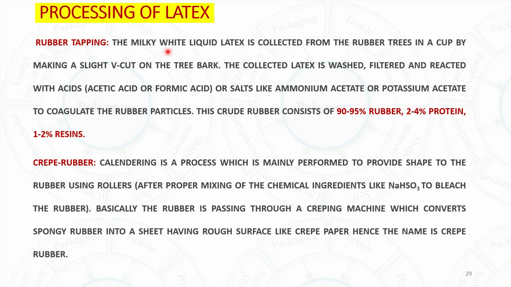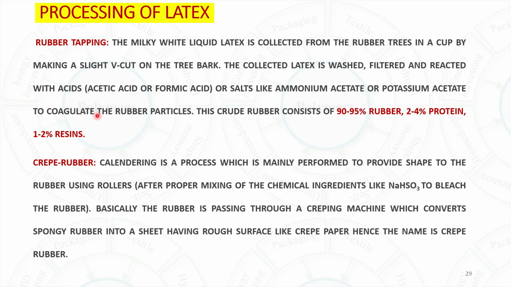Please remember. So the milky white liquid latex is collected from the rubber trees in a cup by making a slight V-cut on the tree bark, as I have explained in my last slide. The collected latex is washed, filtered, and reacted with acids, either acetic acid or formic acid. If you don't have these two, then salts like ammonium acetate or potassium acetate will also serve this process. Basically, this reaction will coagulate that rubber in the form of rubber particles. So if you react that white material after washing, filtering, and all these things with these acids, you will have your rubber particles.